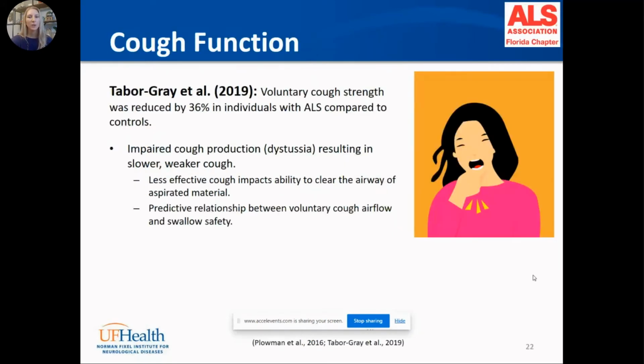Cough function can also be impacted in ALS. Dr. Tabor Gray found that voluntary cough strength was reduced by 36% in individuals with ALS compared to healthy controls. An impaired cough or dysphagia can result in a slower, weaker cough, which if something goes into the airway, you have a less effective cough to try and eject that material. That aspirated material could include saliva or something that you're eating and drinking. There's a predictive relationship between voluntary cough airflow and swallow safety. So it's really important that we consider and assess cough function.